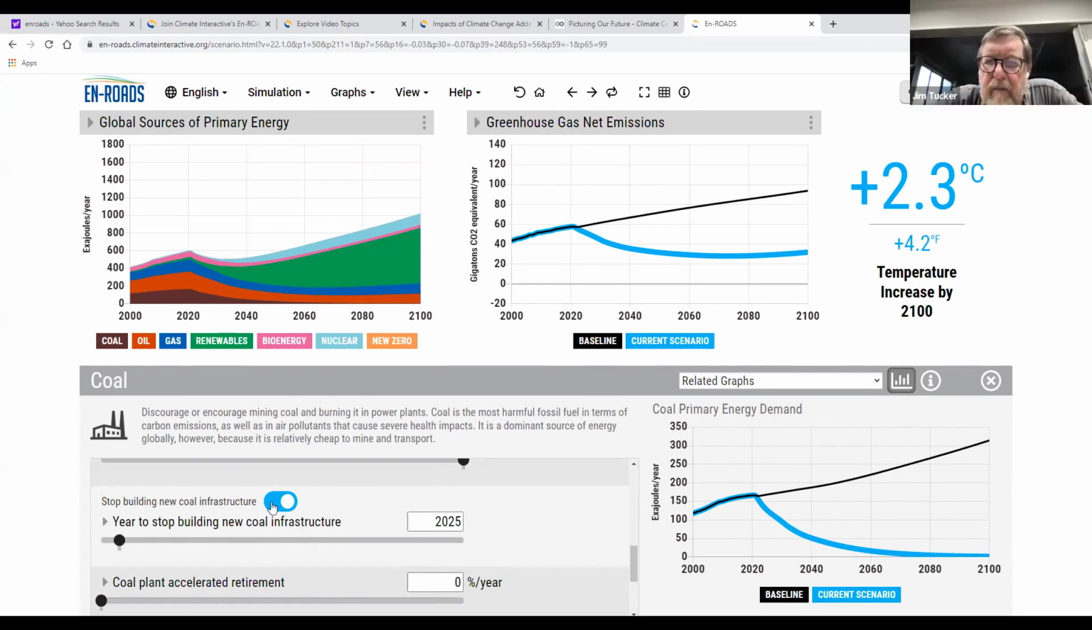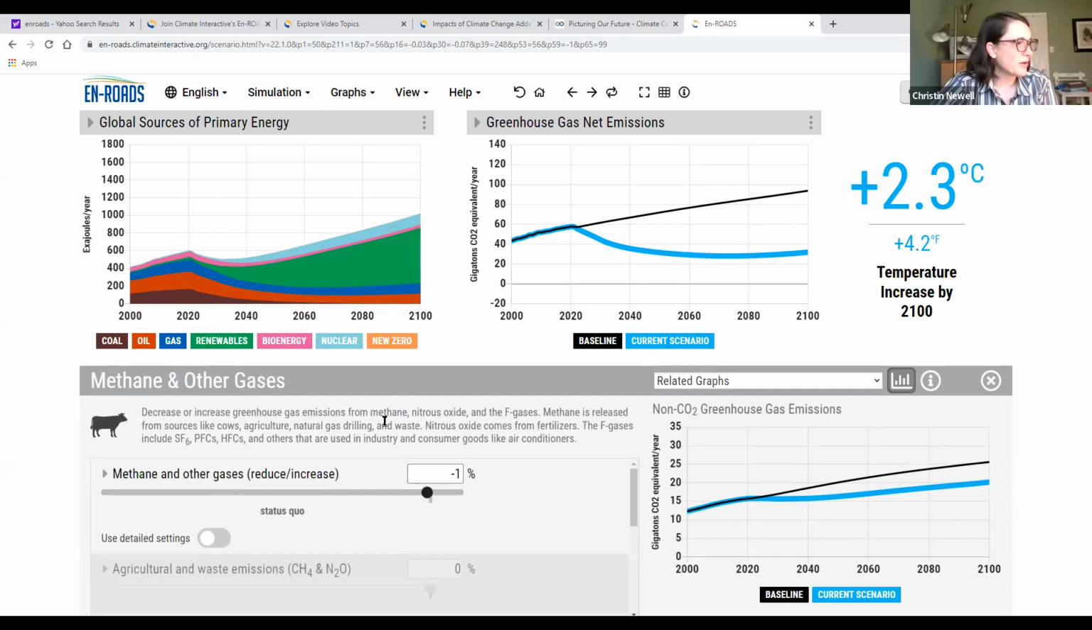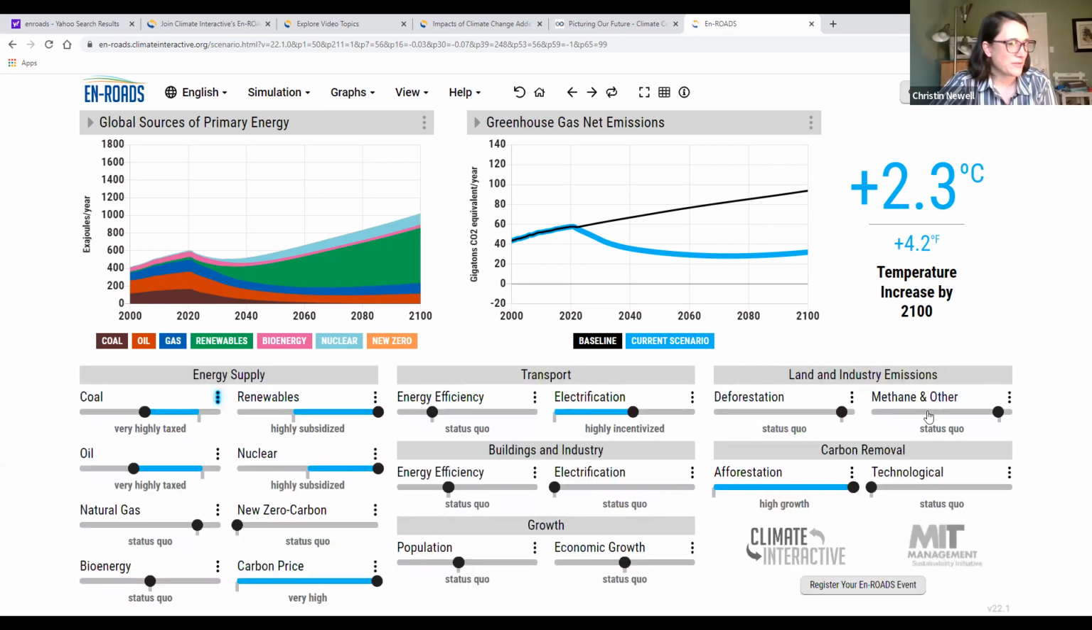Oh, yeah. The other big one, Kristen, would be methane. In Congress, we're trying to get the methane bill passed as well to increase the cost on that. What's included here is methane, nitrous oxide, and F gases all together, even though it says methane. So they're including cows, agriculture, natural gas drilling, waste, nitrous oxide from fertilizers like we talked about. So let's look at that too. That's pretty big.